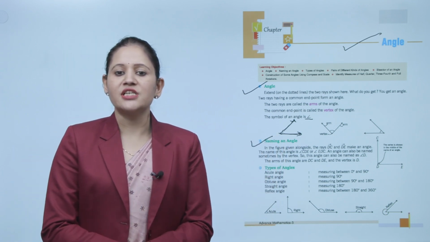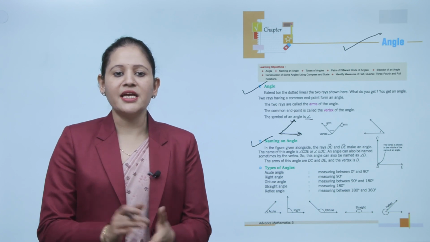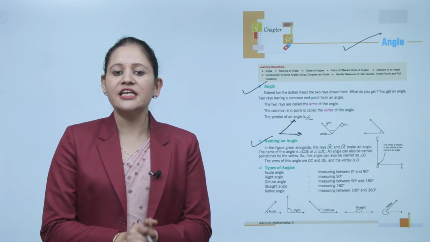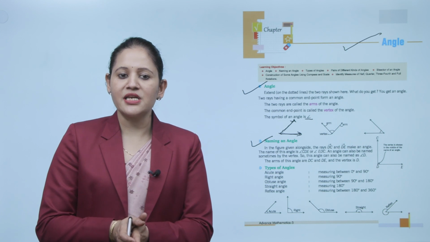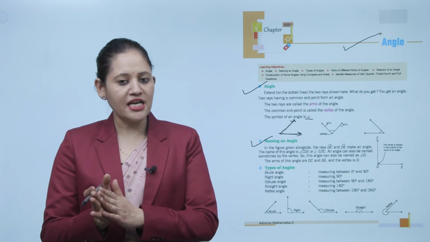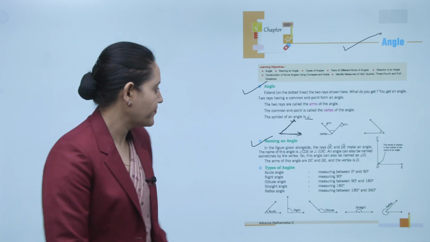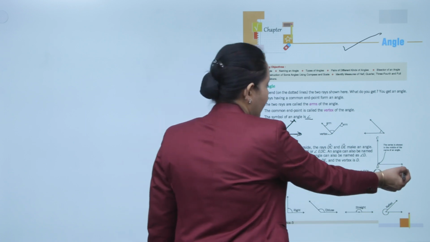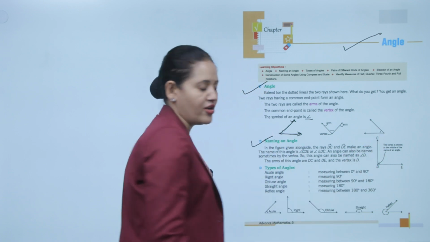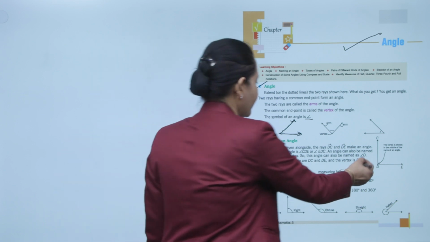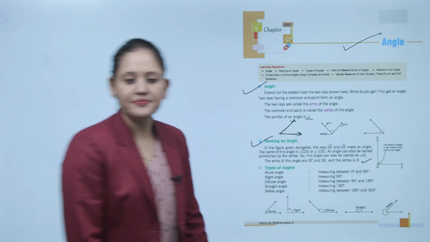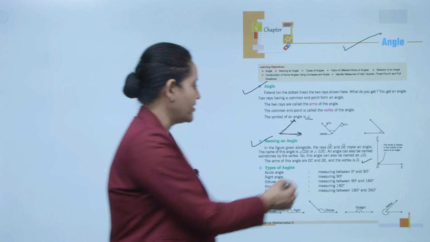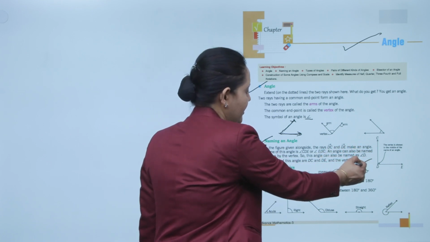In the figure given alongside, the rays DC and DE make an angle. The name of the angle is angle CDE or angle EDC. An angle can also be named sometimes by the vertex, so this angle can also be called angle D. Like here, we can call this angle CDE or EDC. Vertex will always be in the middle, or we can simply call it angle D. Clear? The arms of this angle are DC and DE, and the vertex is D. This is angle D, and D is the vertex.